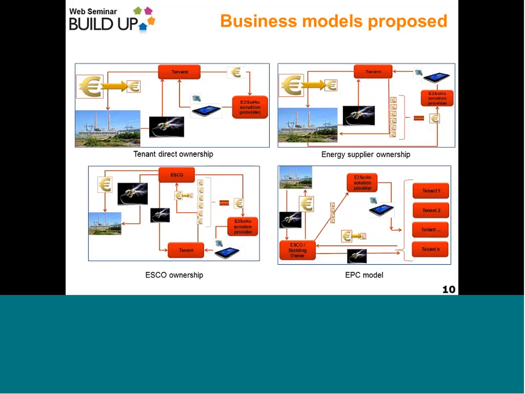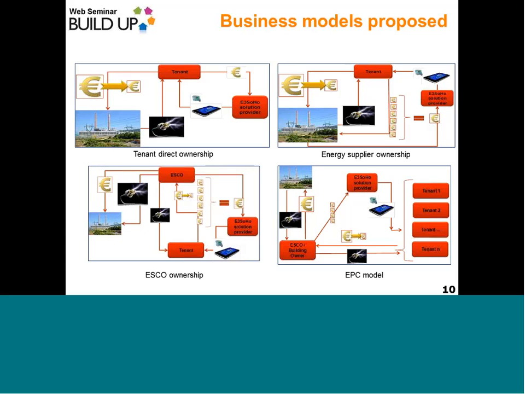Secondly, we have the model of the energy supplier ownership, that is an electric utility, for instance, sells the ICT solution to the tenant by charging it with installments in the energy bill. So the tenant pays the ICT solution periodically, and as a benefit, they get energy savings, and therefore they reduce their energy bills. A third model would be the ESCO ownership, which is similar to the energy supplier ownership.